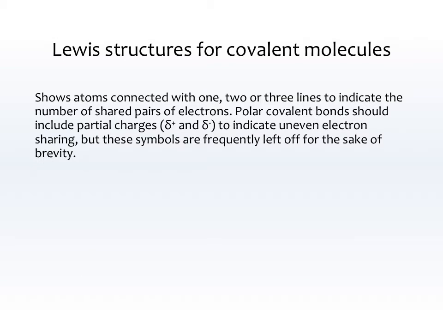Alright, so when you're drawing Lewis structures for covalent molecules, we're going to show the atoms connected with 1, 2, or 3 actual lines between them to indicate the number of shared pairs of electrons. Polar covalent bonds should include the partial charges, the delta plus and the delta minus, to indicate uneven electron sharing, but these symbols are frequently left off for the sake of brevity. They exist, but they're typically left off.